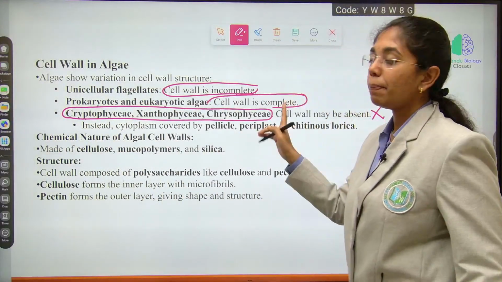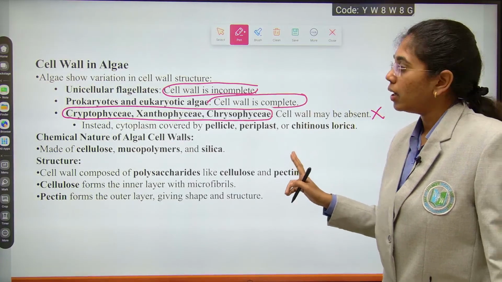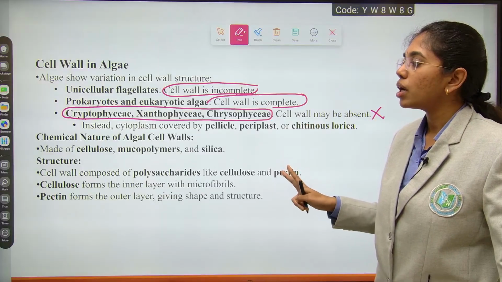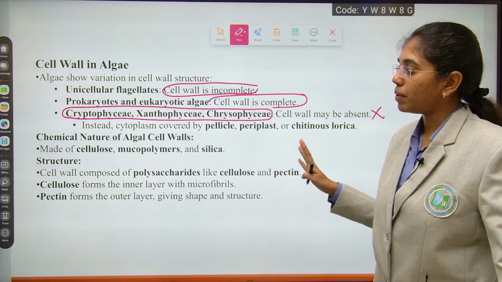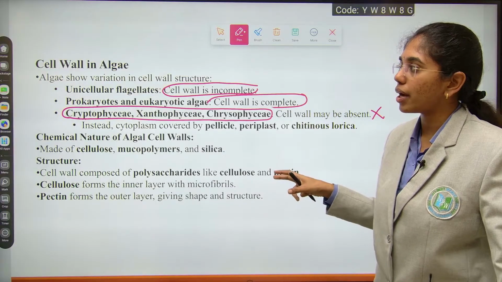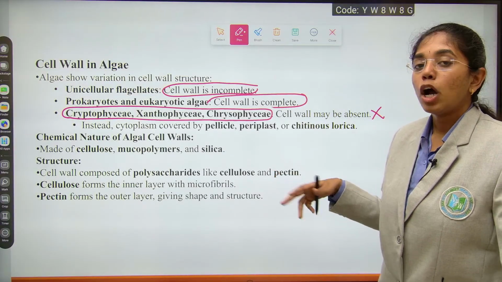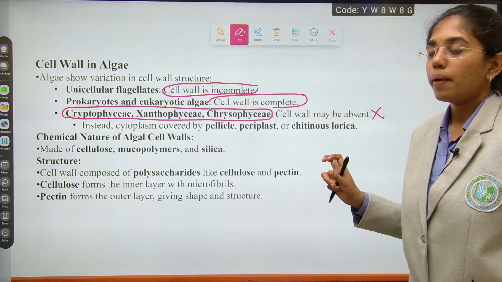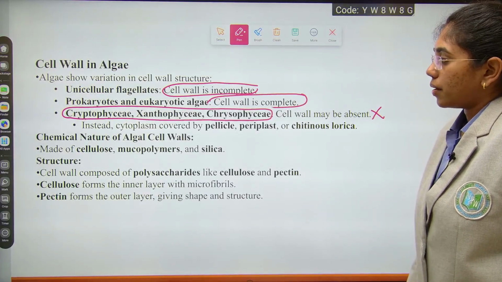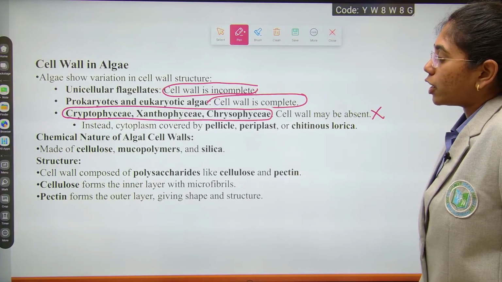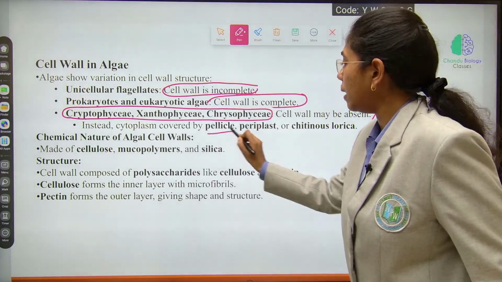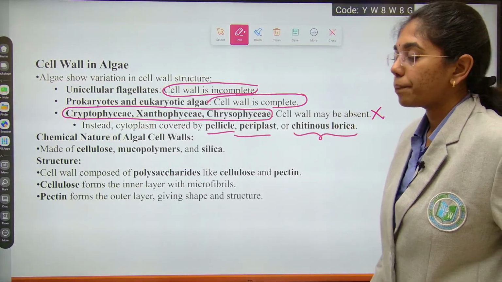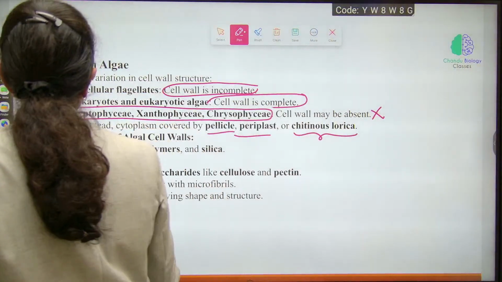Remember, every point is important over here. If you want, you can take a screenshot of this and revise each slide multiple times, because all the statements or all the examples which are given out here in phycology or in core botany chapters is purely memory based. Okay. Instead, cytoplasm is covered by pellicle, periplast and lorica.